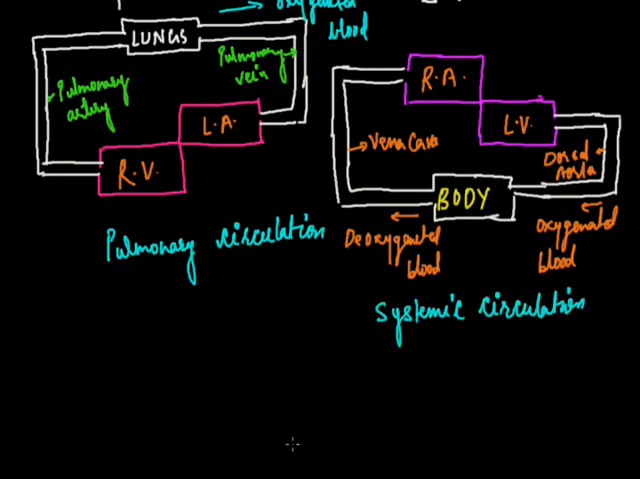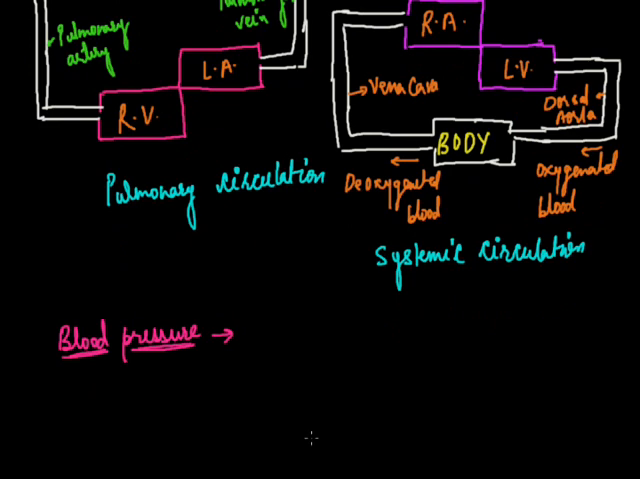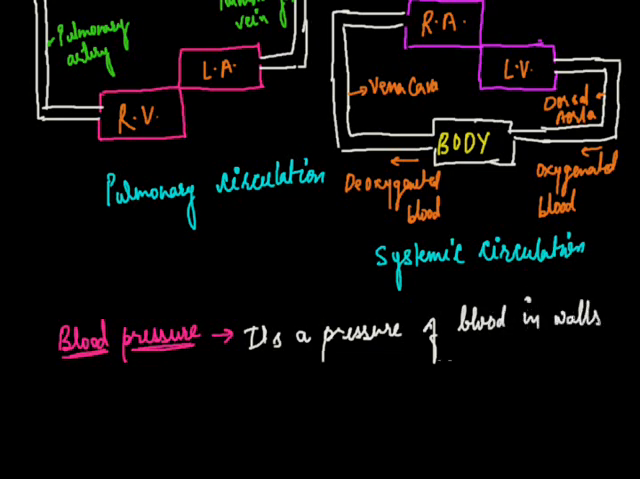That is all about types of circulation. The next topic we have to discuss is blood pressure. Blood pressure is defined as the pressure of the flow of blood in the arteries. We can say it is the pressure of blood on the walls of the artery.